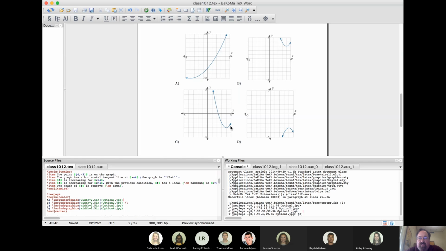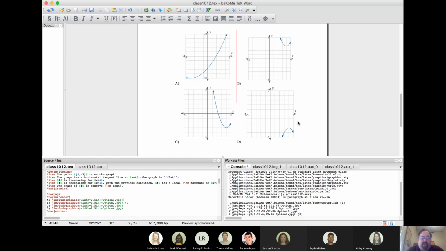All B, C, and D have a horizontal tangent at x equal 4, but this one is not the right point. But yeah, that's sort of later conditions of going from increasing and being concave down. Only this graph satisfies this condition. So you could use individual conditions on the graph.